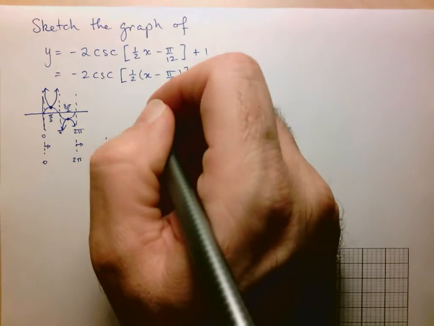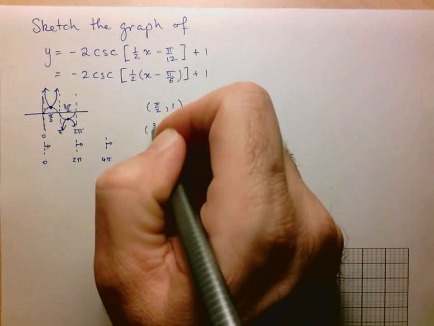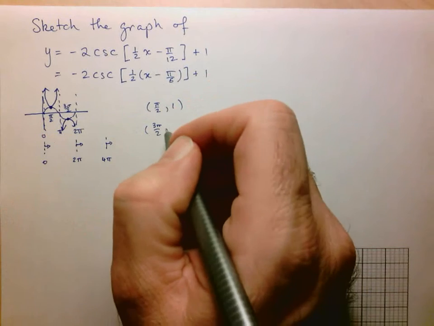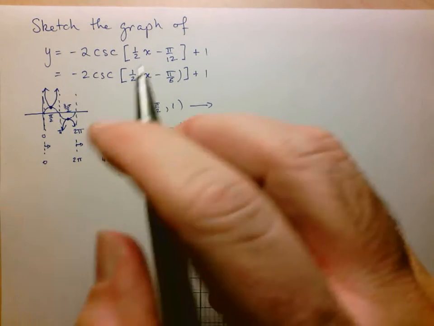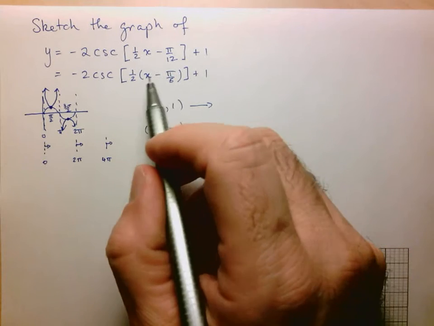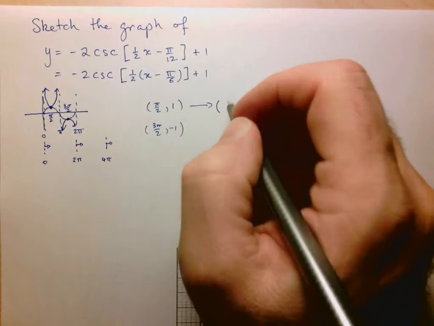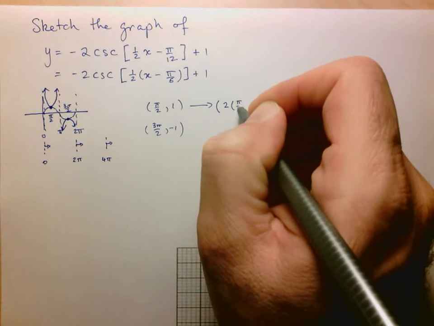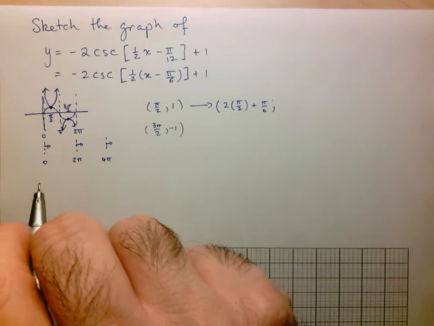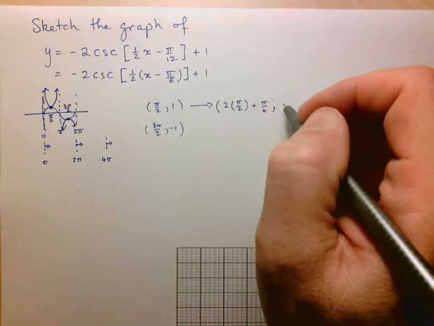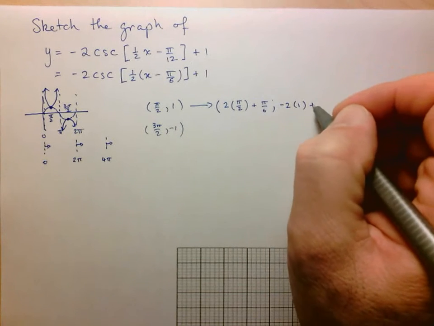One that we're going to take is pi over 2 and 1, and the other point that we'll take is 3 pi over 2 and -1. Let's transform these points. Let's see what's happening to the x values. Remember, opposite operations. Instead of dividing x by 2, we're going to be multiplying the x value by 2, and then adding pi over 6. For the y values, nice and easy, we're multiplying the y value by -2, and then we're adding 1.